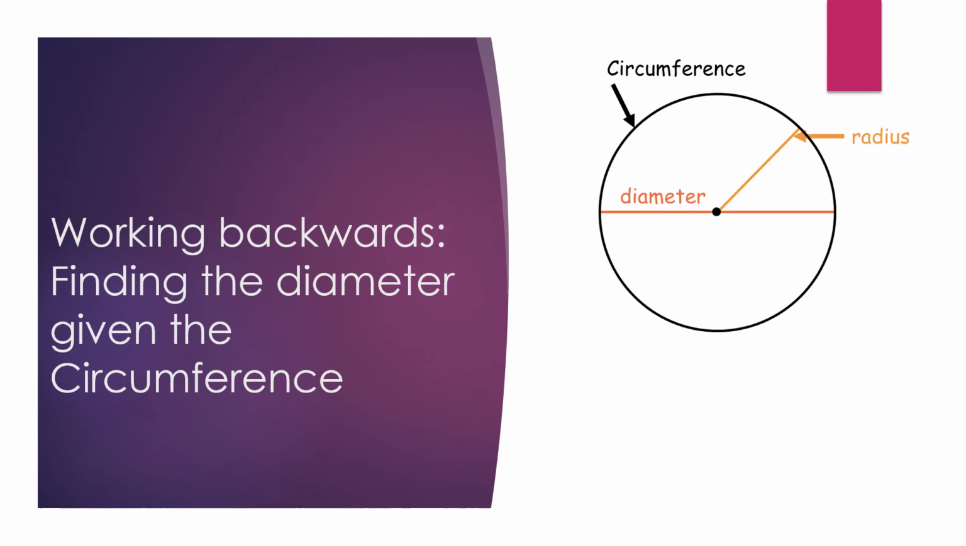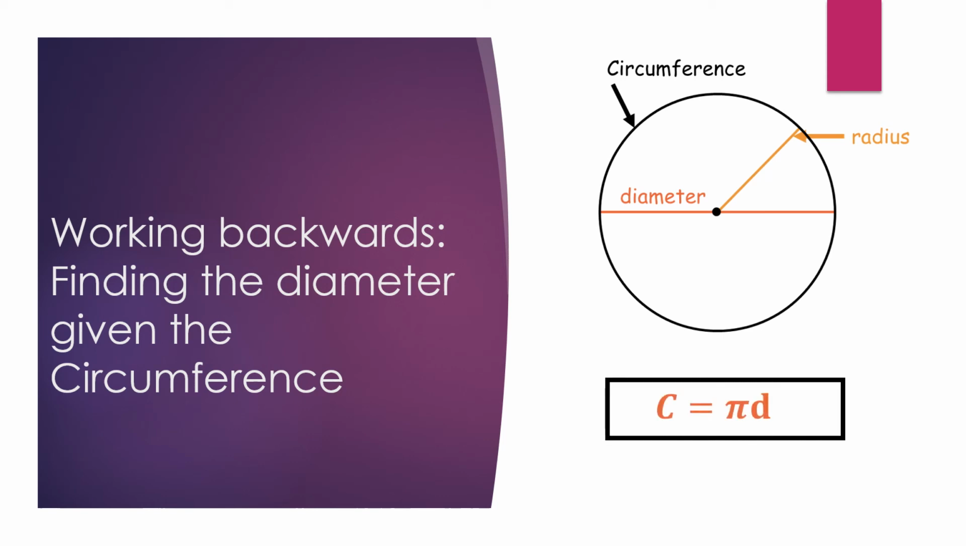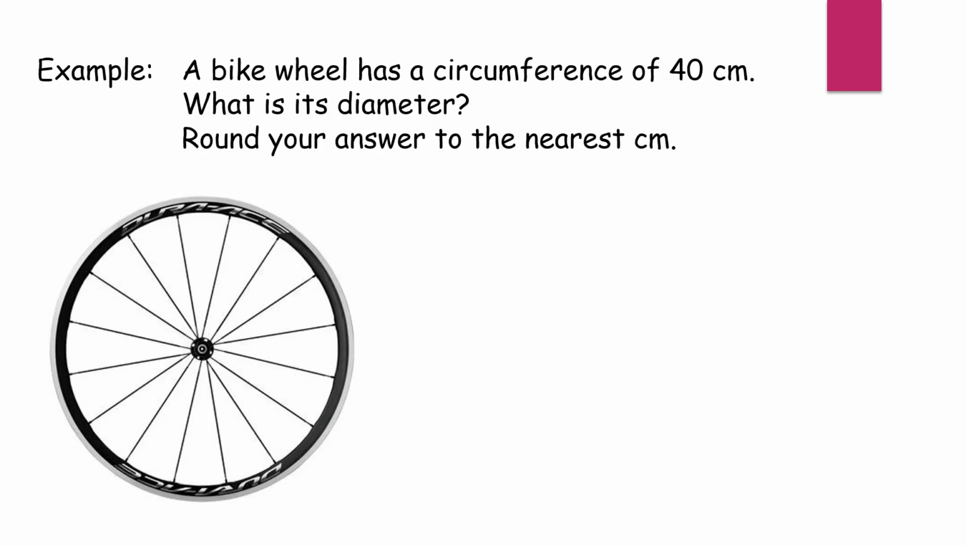Now, what happens if we want to work backwards? So if we want to find the diameter given the circumference. So our formula is c equals pi d, or c equals 2 pi r. So we've got a bike wheel here in this example, and it has a circumference of 40 centimeters, and we want to work out what its diameter is. We're going to round our answer to the nearest centimeter.